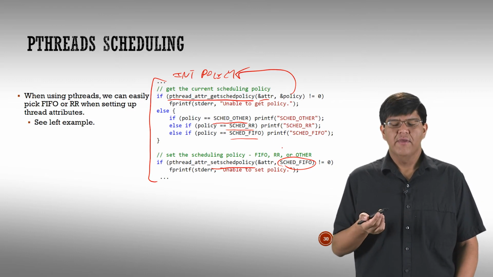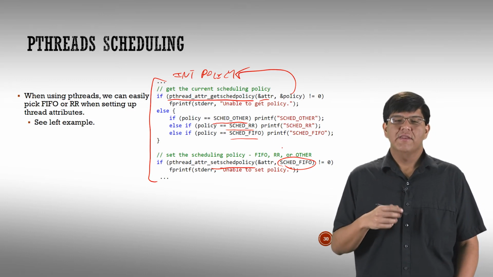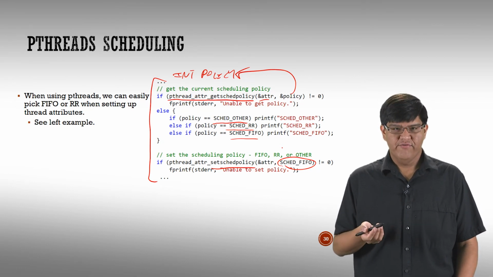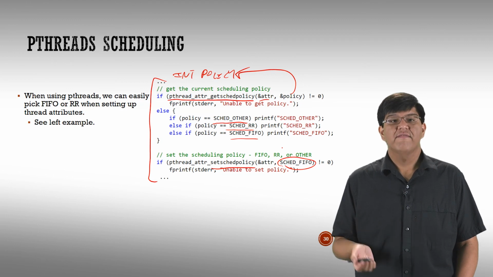It's going to be hard for you to know what to pick here. Generally, you just want to leave it to the operating system. But if you did want to enforce something, if you did want to enforce round robin, or if you did want to enforce first come, first serve, this is how you do it.